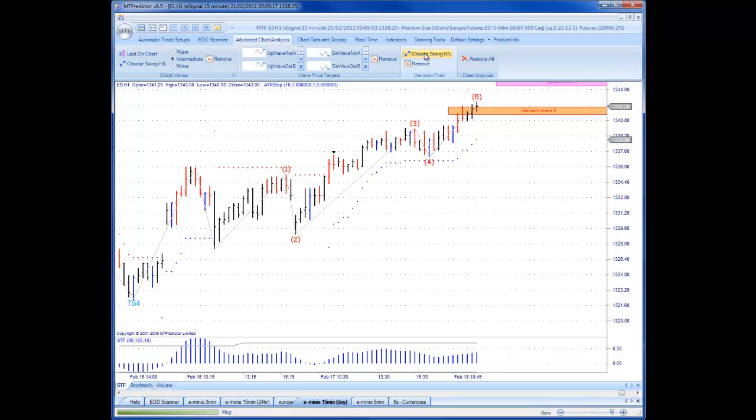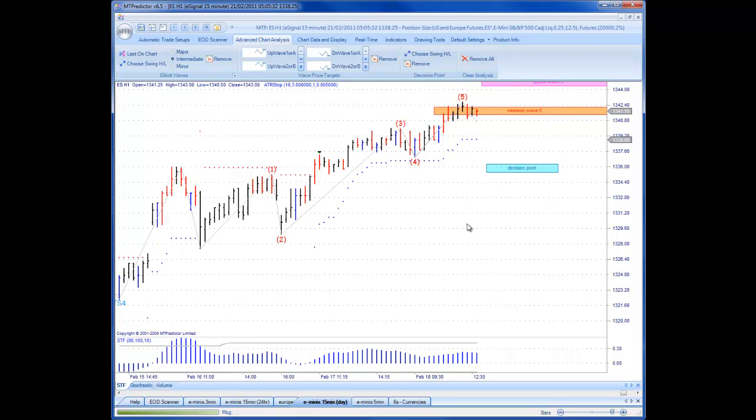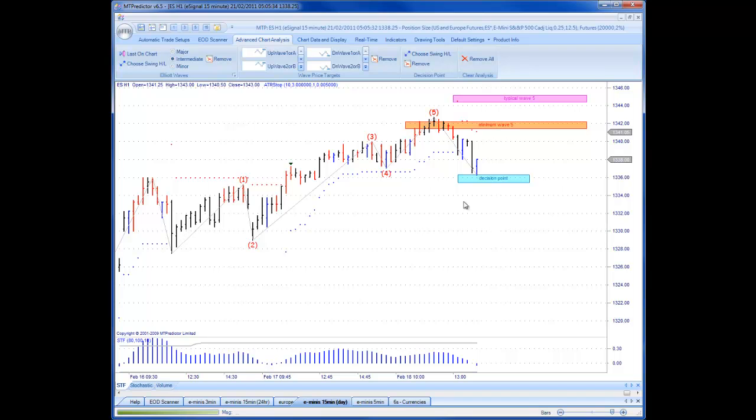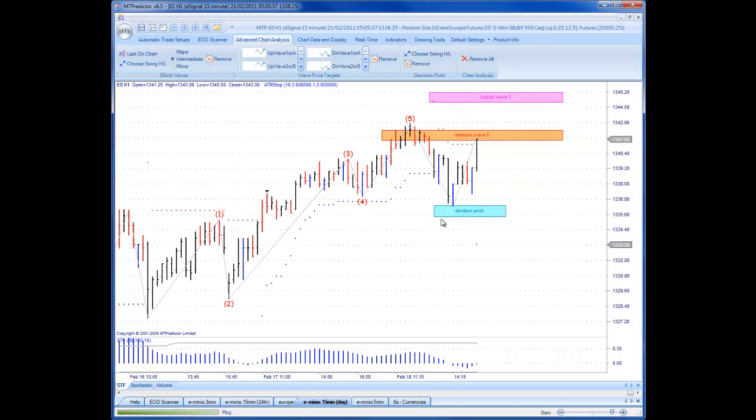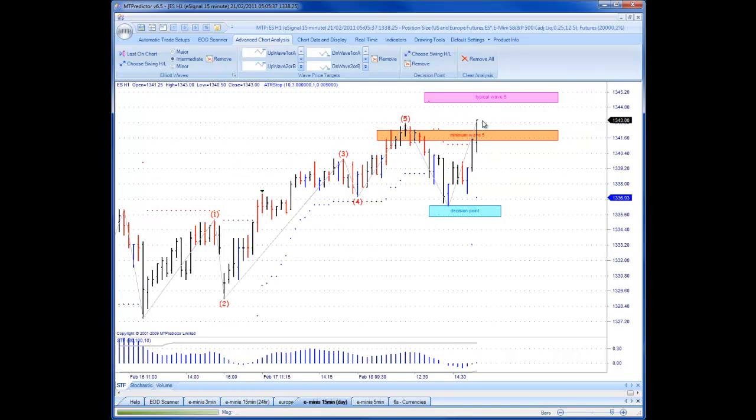So again, simple, one click, but this time our DP from the wave 4 low. So we click on there and instantly we have our target around the 1336 level. If we move forward, you can see the market came down, just touched that level beautifully, and then went back up. So it actually nailed the low of the day for you.